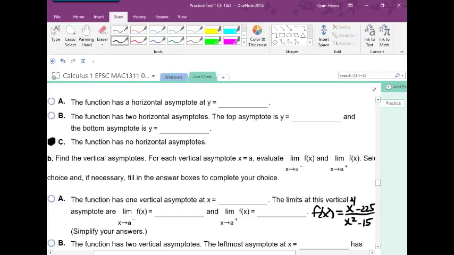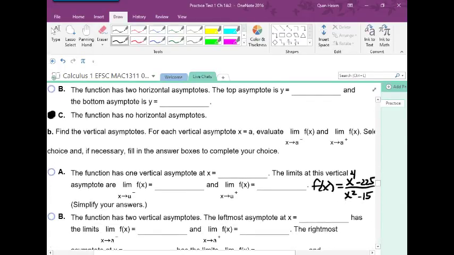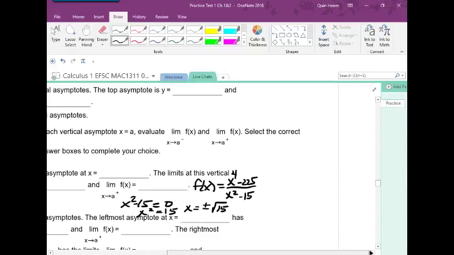Okay, so when we're talking about vertical asymptotes, we're talking about where the denominator is 0. So what values of x would make this denominator equal 0? So if we solved that equation, x squared minus 15 equals 0, we would move the 15 over, we'd get x squared equals 15. We would use the square root property and we'd see x equals plus or minus the square root of 15. All right, this is looking really messy, so I'm going to come over here and talk about it.